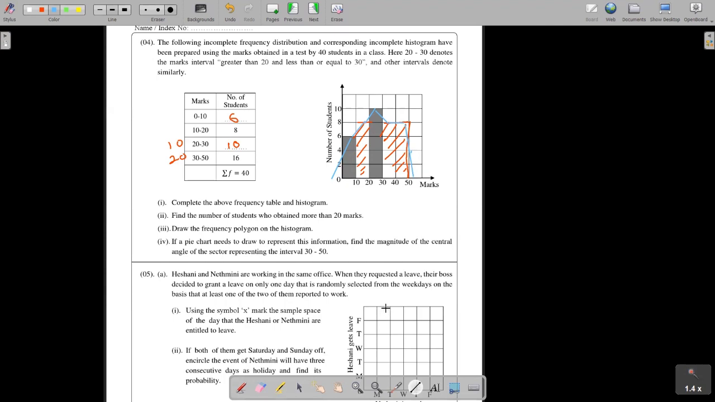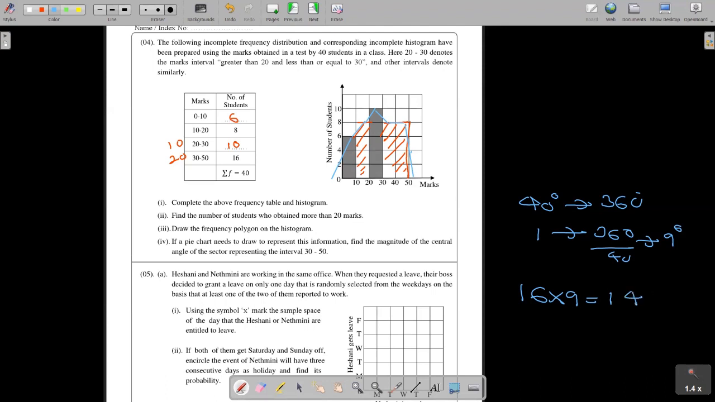Pie chart. So if you draw a pie chart, these 40 students will be represented by 360 degrees. So one student is 360 divided by 40, that is 9 degrees per student. 30-50 means there are 16 students. So you have to multiply 16 by 9. 16 into 10 is 160 minus 16 is 144 degrees. Right. That's all.